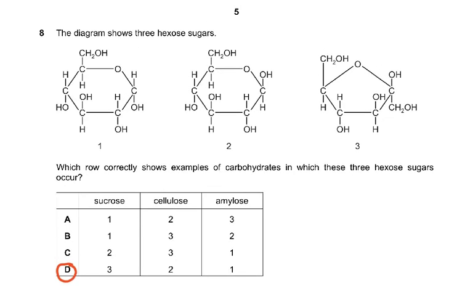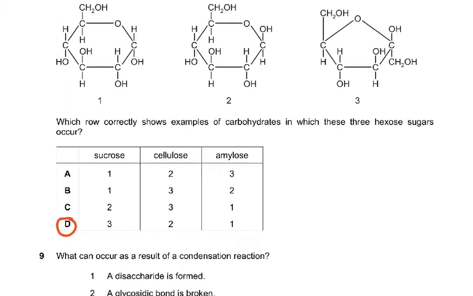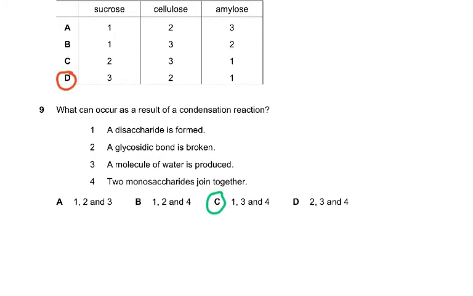Then we have question number 8. The diagram shows 3 hexose sugars. Which row correctly shows examples of carbohydrates in which these 3 hexose sugars occur? So you know what is what. So sucrose has 3, cellulose has 2. Why? Because it's beta glucose, and amylose has alpha glucose, so that is 1. So amylose and amylopectin are in starch, and that contains alpha glucose. Cellulose is made up of beta glucose, and sucrose has a glucose and a fructose.